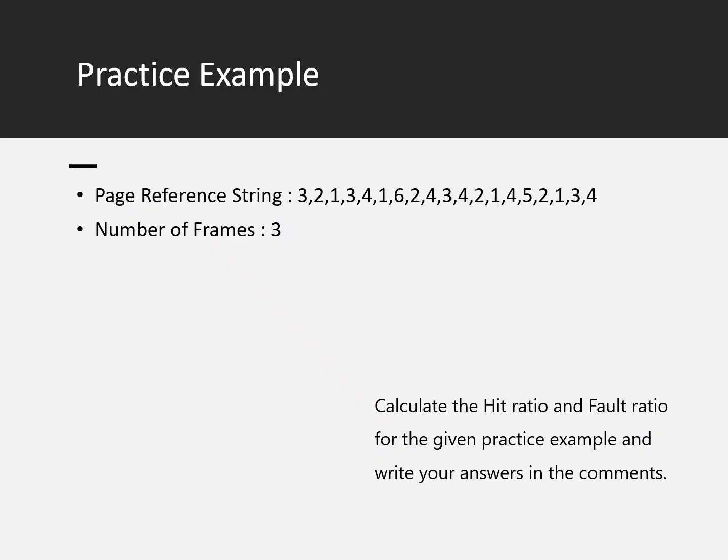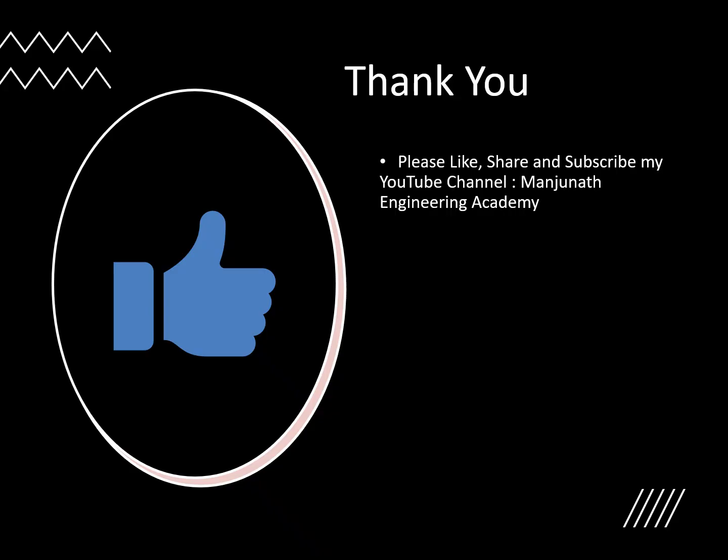Here, this is a practice example. This is a page reference string and the number of frames is 3. For this particular example, you have to apply the optimal page replacement algorithm and calculate the hit ratio and the fault ratio for the given practice example, and write down your answers in the comment box.